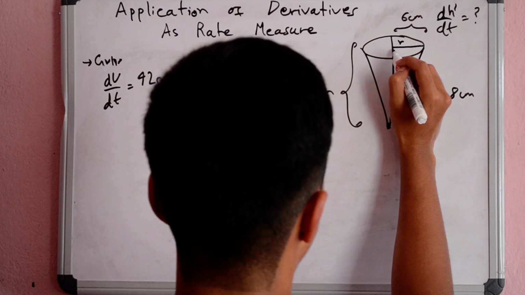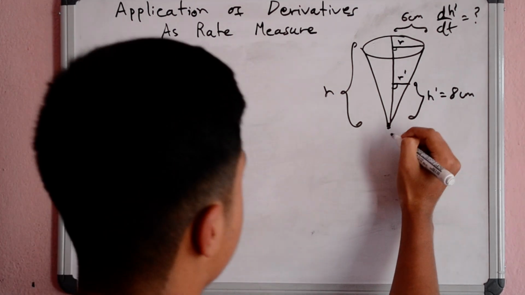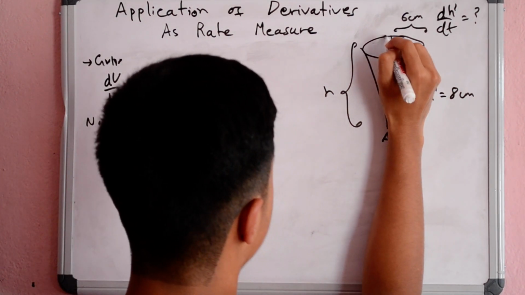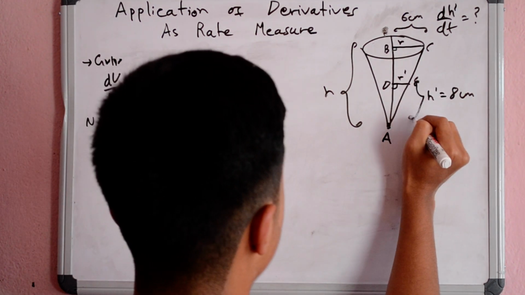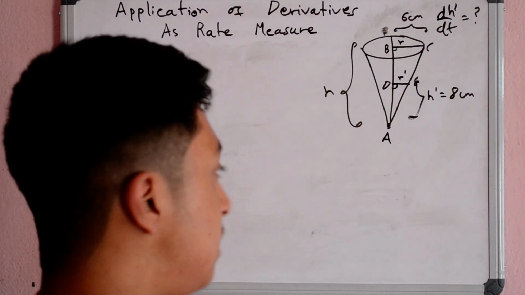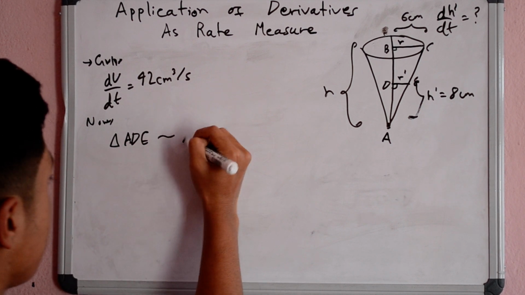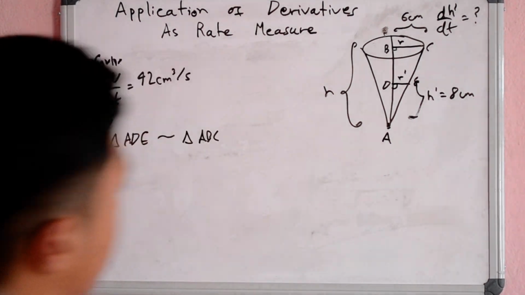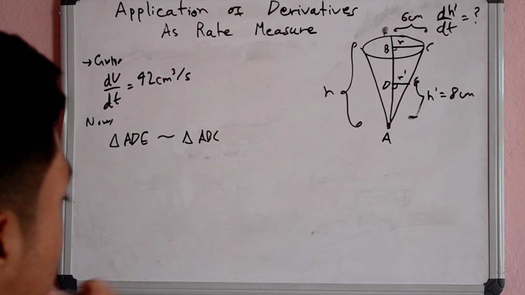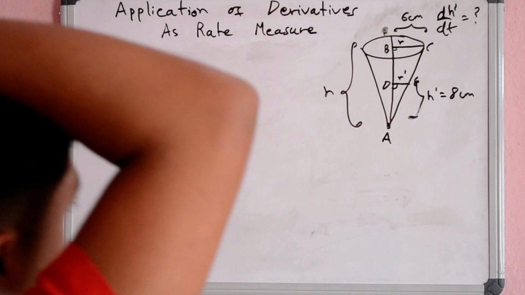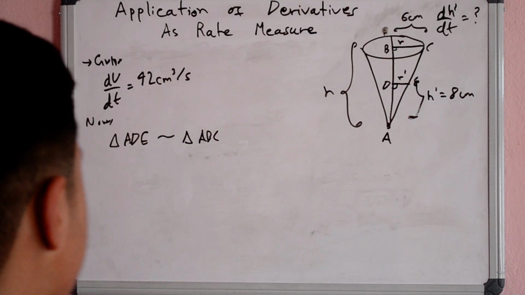Now what you will need to do is, well, geometry. Let's say you label this as A, B, C, D, E. So here, we can clearly see that triangle ADE is similar to triangle ABC. Of course, you can prove this by angle, angle. So this gives us similarity.